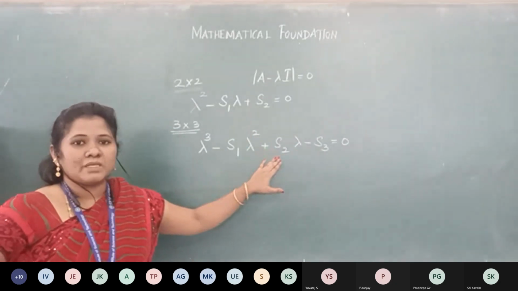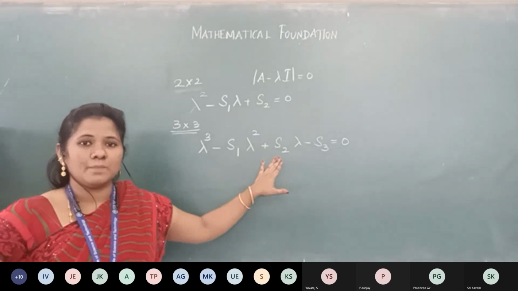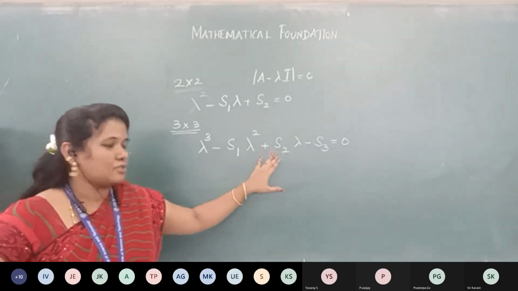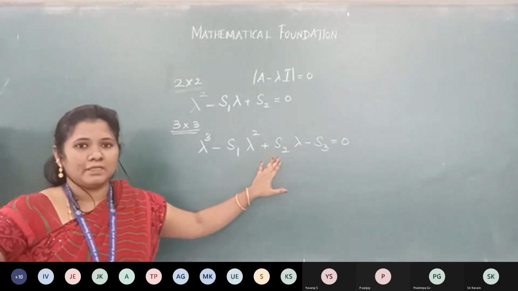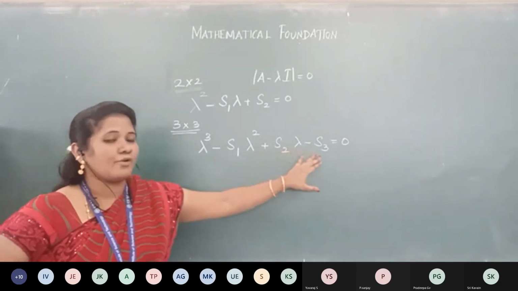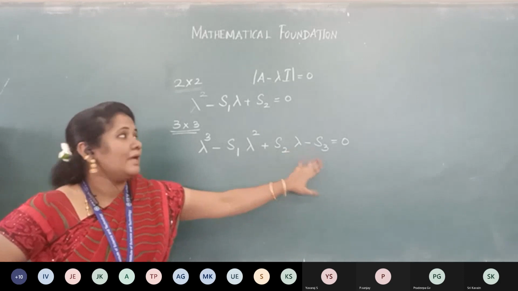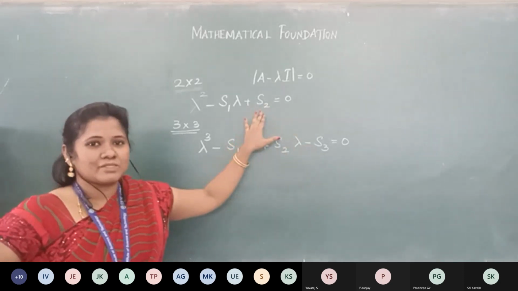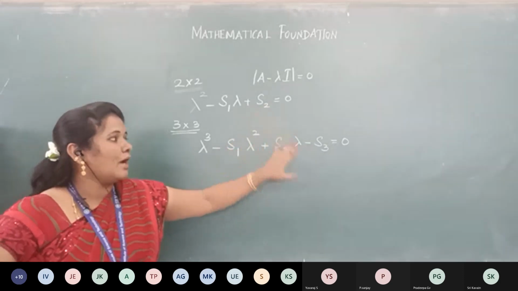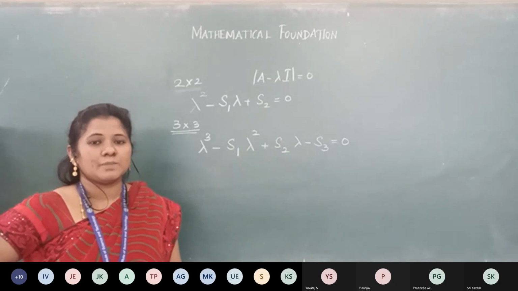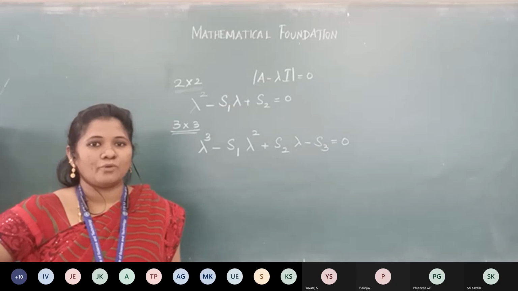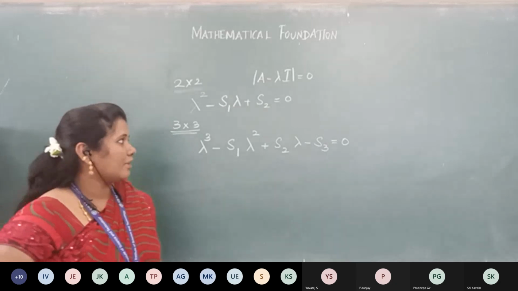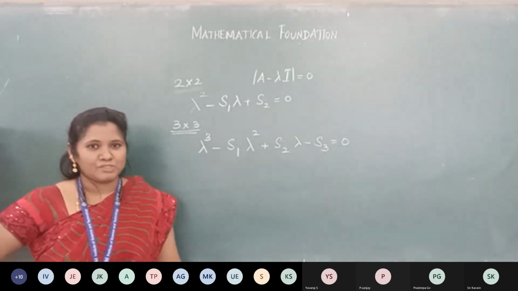Here your S2 will be the sum of the minors of the main diagonal elements. Many of you had gone wrong in your S3. S2 you have done well. The determinant of A you are able to do, but when it comes to a 3 cross 3 matrix, you are going wrong. Do a lot of problems, then you will come to know how to do your determinant. So we will continue with your next topic.